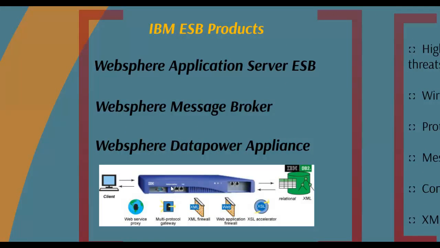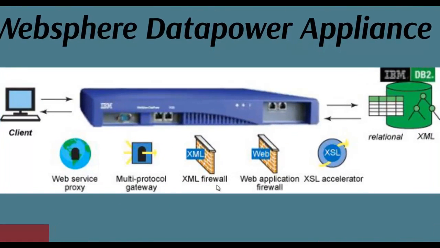So this is the picture of the WebSphere DataPower Appliance. It comes as an appliance, a 1U rack-mounted device that you can install in the data center, and the picture denotes a couple of services that you can configure as part of the DataPower Appliance. So it's a fully blown ESB implementation.